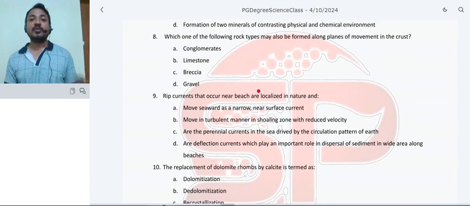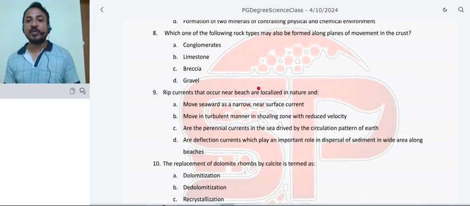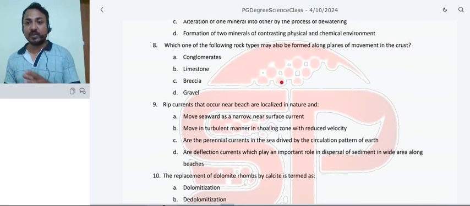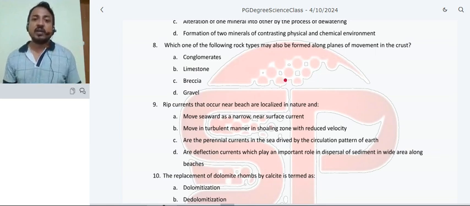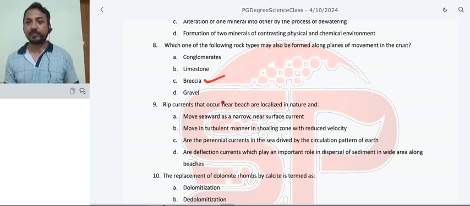Which one of the following rock types may also be formed along planes of movement in the crust? So it is asking what type of rock we will find in a faulted region. In a faulted region, from these rocks you will get breccia, faulted breccia.